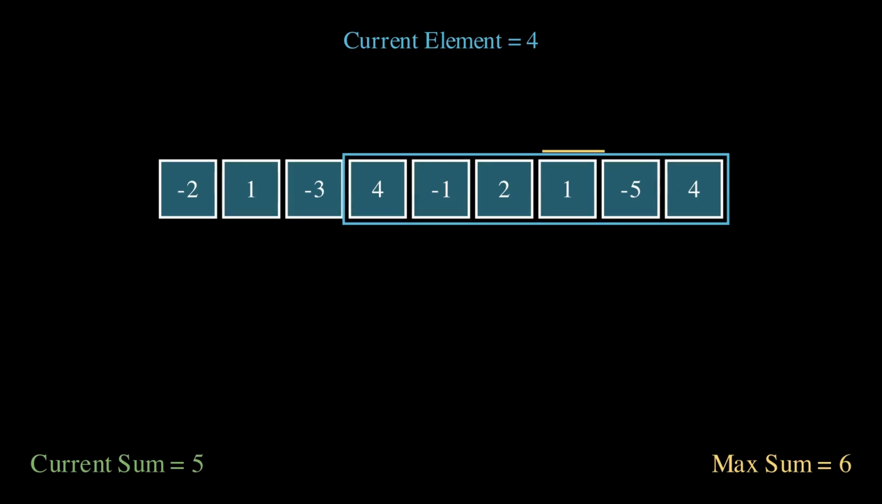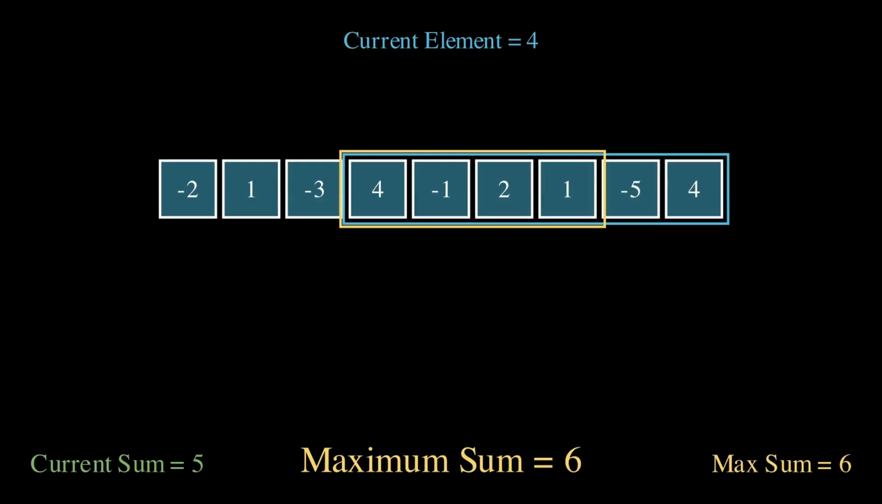The maximum sum subarray is 4, -1, 2, and 1. Their total sum is 6. So what's the key idea behind Kadane's algorithm? Whenever the running sum becomes worse than starting fresh from the current element, we simply start a new subarray. Otherwise, we keep extending the existing one.